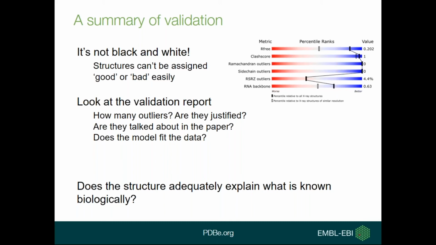Does the model fit the data? And does the structure adequately explain what's known biologically? Taking the structure with lots of biochemistry, do they all agree with each other? Do all experiments agree with each other? Then you can be reasonably confident. If the structure and the biochemistry completely disagree, then you have to start asking questions. Is one of them wrong? Are both of them partially right?